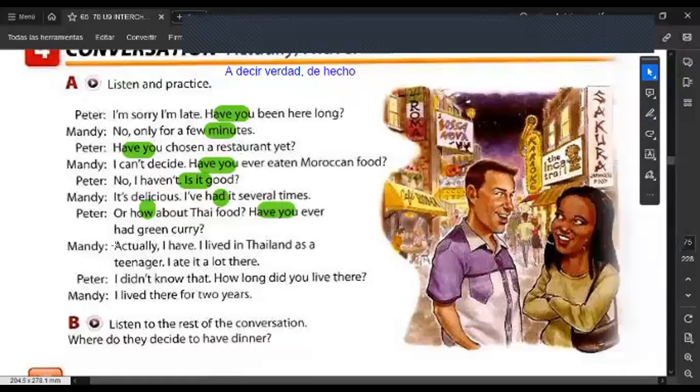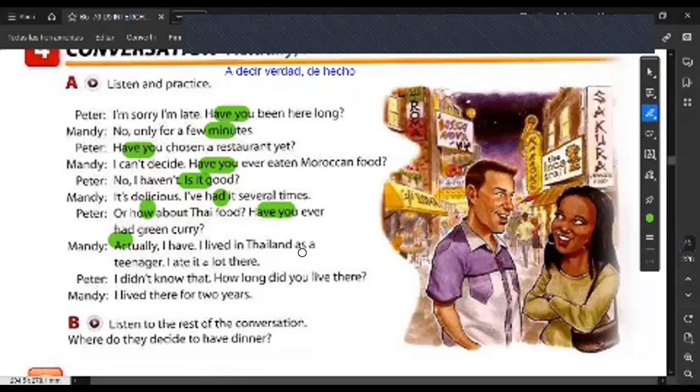Actually, I have. El estrés lo lleva aquí, ¿verdad? El actually, el estrés lo tiene aquí arriba. Actually, I have. I lived in Thailand as a teenager. Yes, I ate it.